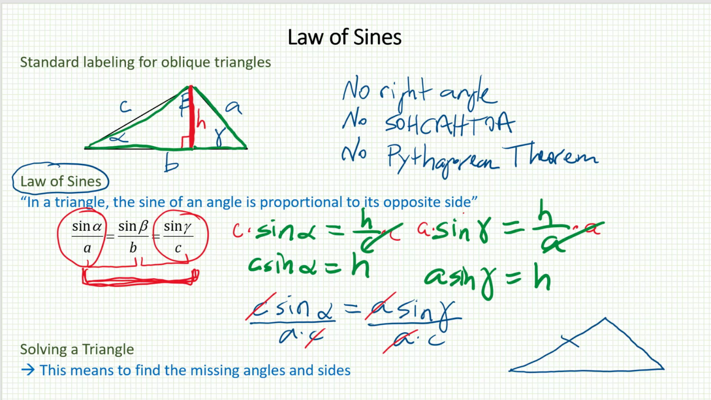Or maybe we'd know this side and this angle. Well, we'll call that SSA, two sides and an angle. Again, not SAS, which would mean the angle is between the two sides. SSA, the angle is opposite one of the sides. Each category of problem will have its own solving strategy.